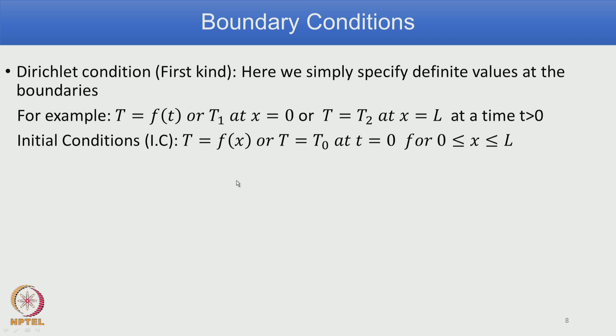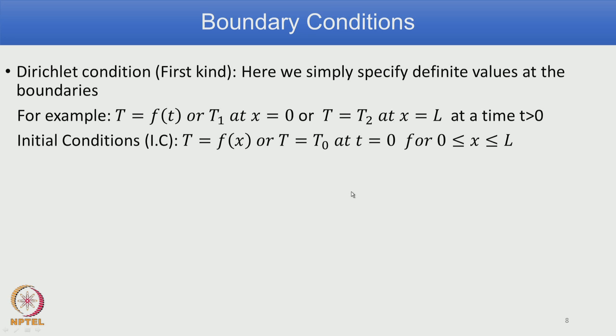Initial condition, so you can also specify for time equal to 0, T as a function of x for all x going from 0 to L. This means the computational domain extends in the x direction from 0 to L, the end of the domain being L. So, along that x direction, a specific value of temperature T is given for time equal to 0.